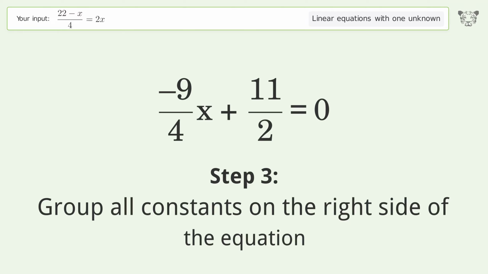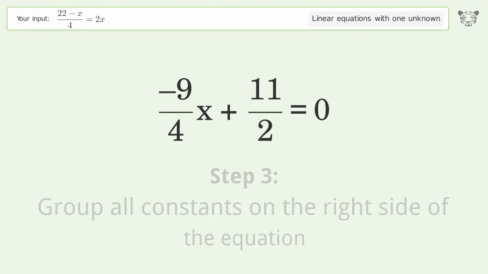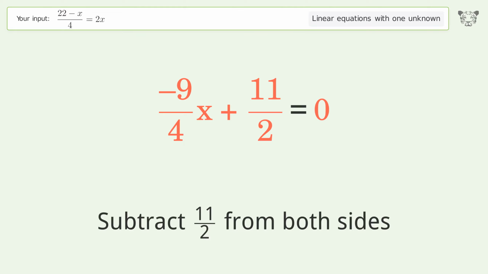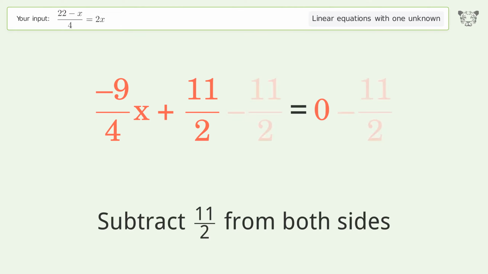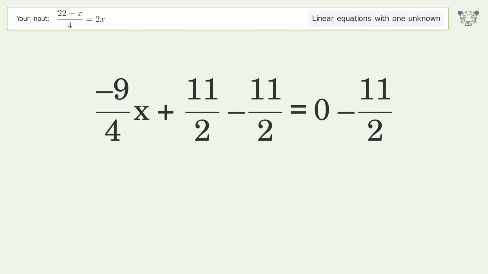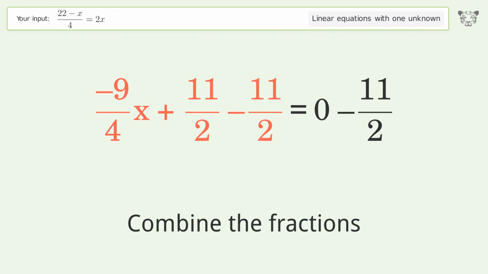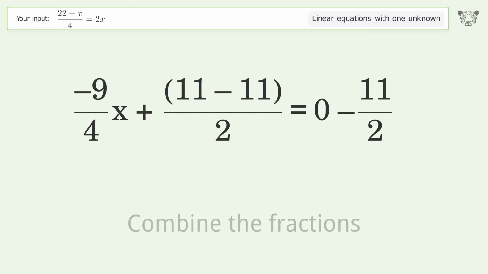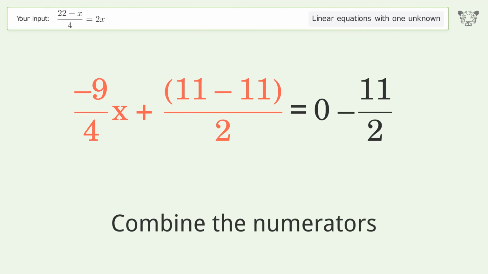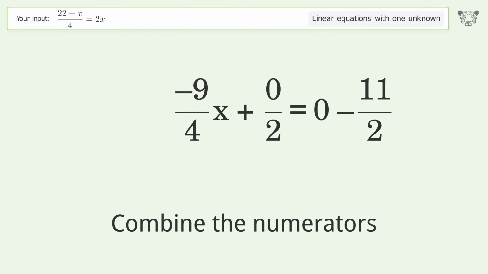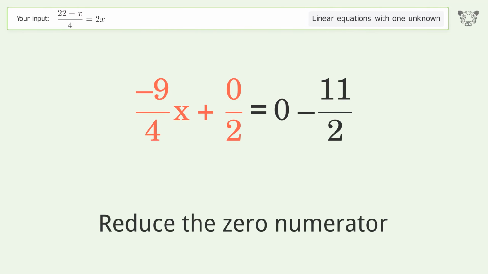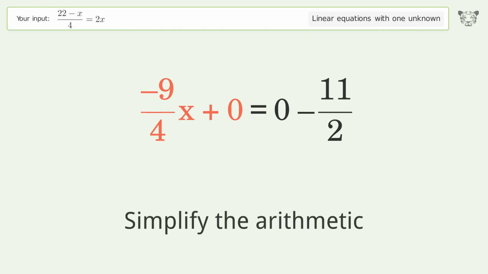Group all constants on the right side of the equation. Subtract 11/2 from both sides. Combine the fractions. Combine the numerators. Reduce the zero numerator. Simplify the arithmetic.